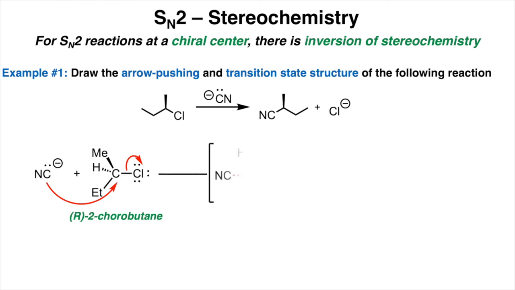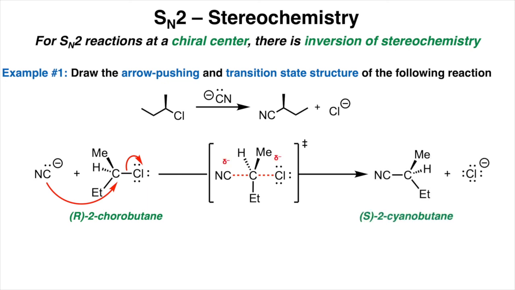Now in the transition state, we're going to draw both the nucleophile, CN, and the leaving group, Cl, 180 degrees apart from one another. Since neither bond is completely broken or formed, we have to draw their bonds as dashed bonds as shown in red. Then, in the final product, we form S-2-cyanobutane, where the chirality has inverted.